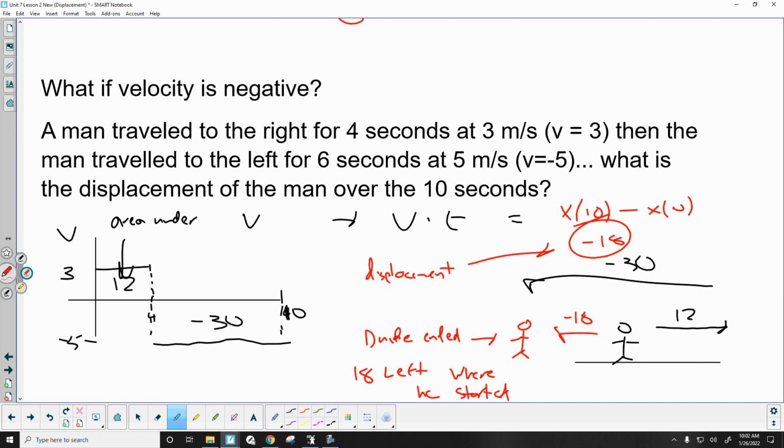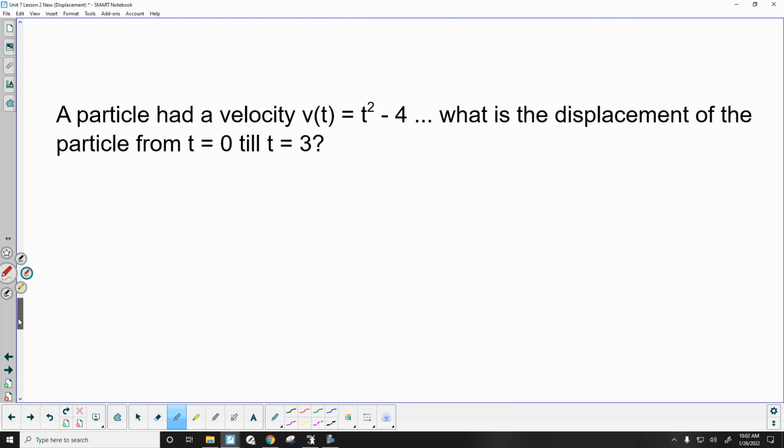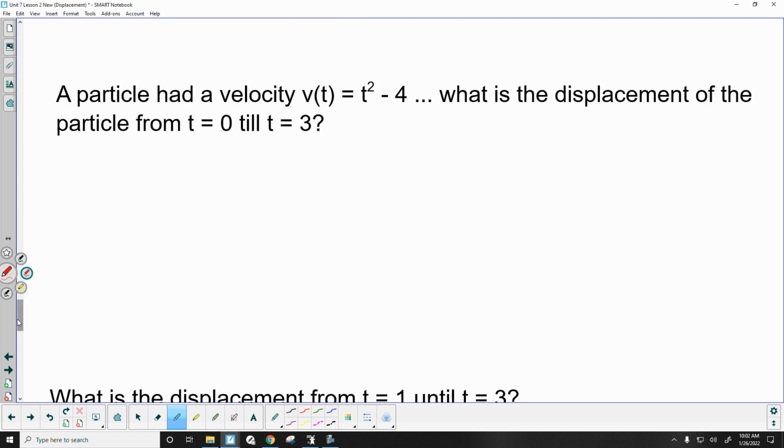Okay, it's important to keep that idea that changing direction means displacement tells me how far I ended up versus where I started. And this example will kind of show that. Now, this is another example of, hey, my velocity is changing. So I want to find the displacement from 0 to 3. But if I looked at the graph of t squared minus 4, it'd look like this.